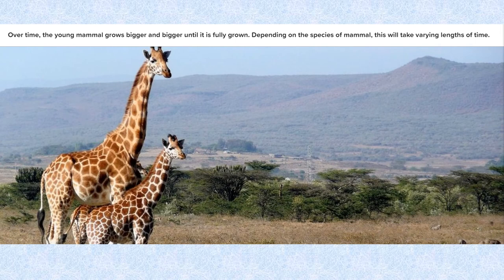Over time, the mammal grows bigger until it's fully grown. Depending on the species of the mammal, this will take varying lengths of time. As you know from humans, we say about 18 years.